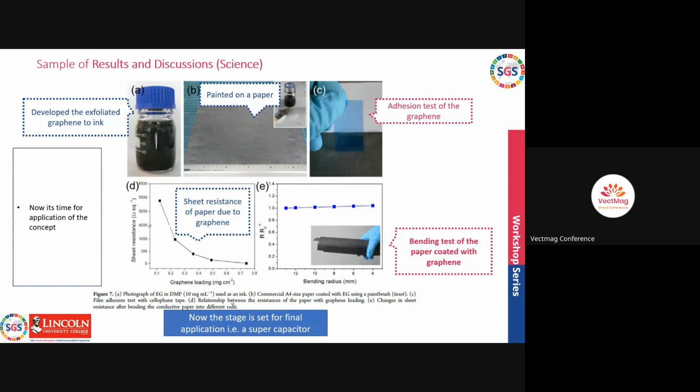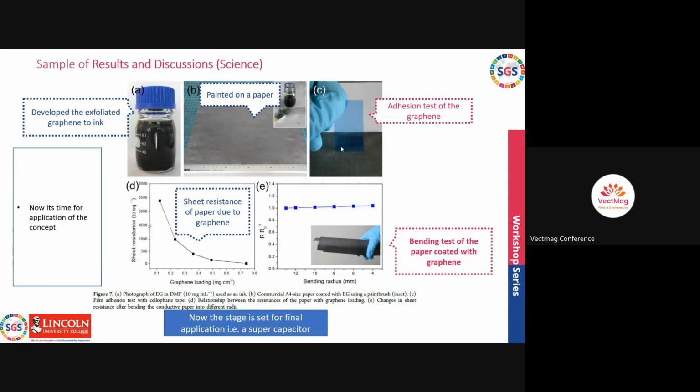Now let's look at this new figure, a photograph. There was figure number 7 in the same earlier paper which we're walking through. Here they have this solution of the graphene-based ink. Here is a paper which is painted with the graphene ink. They have also included a nice small scale for size reference. They have shown in the inset that this graphene is coated using a brush, like a paint brush, on the paper. Then they perform an adhesion test with the help of a tape to ensure that the graphene is sticking to the paper properly.